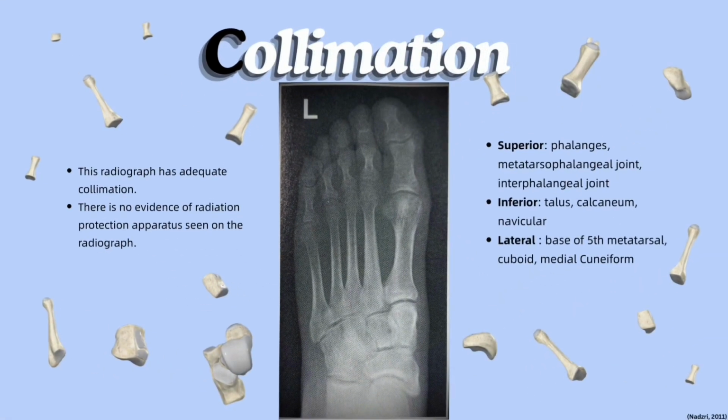Next, C for collimation. For the superior part, there are the phalanges, metatarsophalangeal joint, interphalangeal joint. For inferior, talus, calcaneum, navicular. For lateral, base of fifth metatarsal, cuboid, and medial cuneiform. So this radiograph has adequate collimation because the entire foot, including all phalanges and metatarsals and navicular, cuneiforms and cuboids, are seen within the radiograph, and there is no evidence of radiation protection apparatus seen on the radiograph.